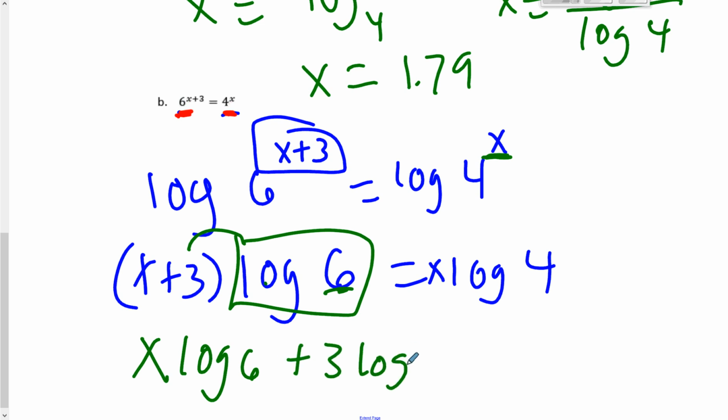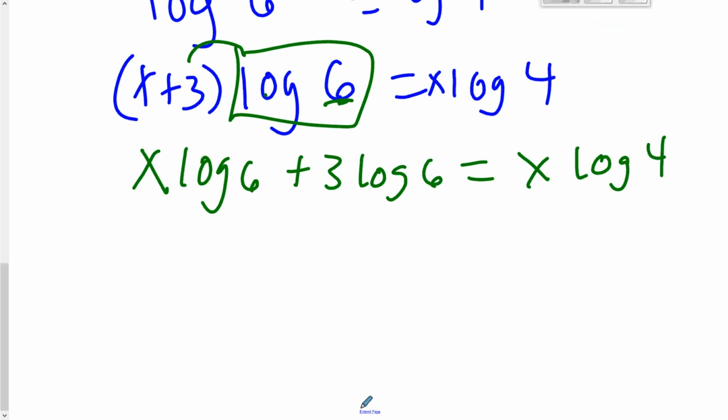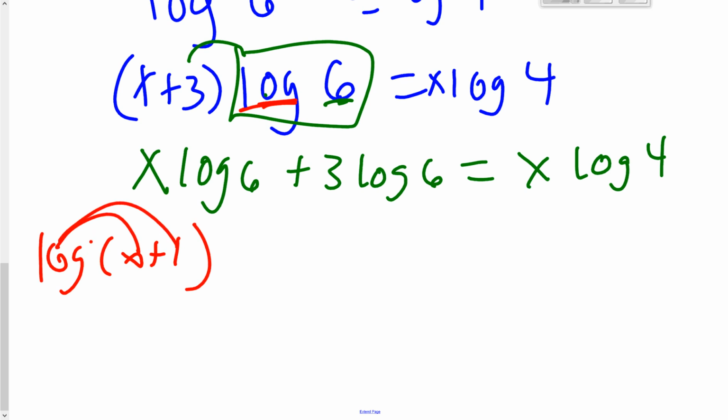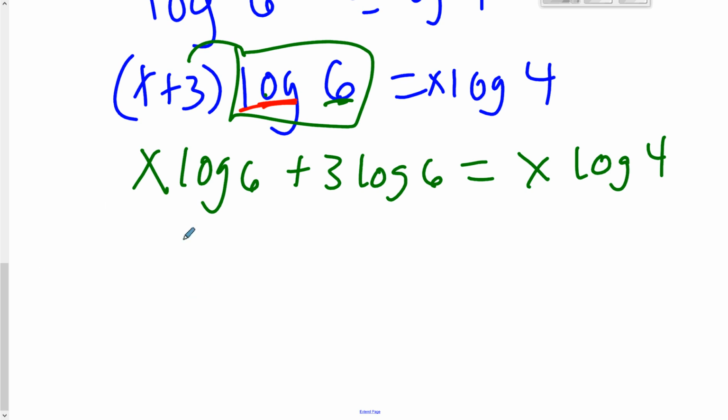Plus 3 log of 6 equals x log of 4. So you can take the log of something and distribute, but you cannot distribute just a plain log. So if I had log of x plus 1, I can't distribute the log to both of them. If it was log 6 of that, then I can go ahead and distribute log 6, but I can't distribute just log, because I'm taking the log of what's inside the parentheses. This one, I'm taking the log of 6, and then I'm multiplying it by x plus 3.